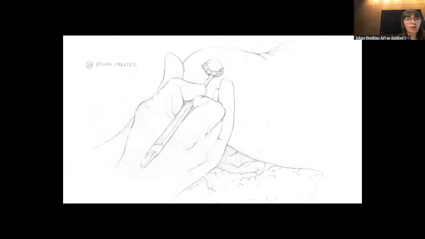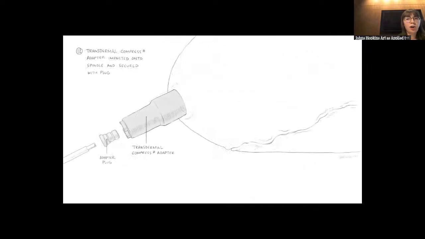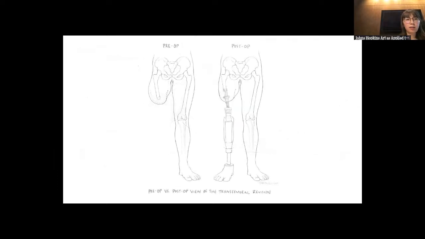The stoma for the abutment was then created through skin incision, and intervening subcutaneous tissue was removed. A thigh-plasty and several layers of stapling and suturing secured the tissues and removed any excess bulk to create an appropriately sized and balanced residual limb. Finally, the transdermal compress adapter was impacted over the exterior spindle taper and secured with its adapter plug. And here's a look at the patient's legs before and after the transdermal revision with the prosthetic attached.